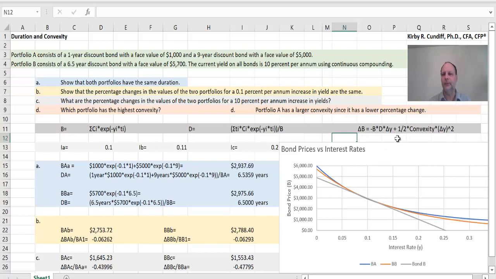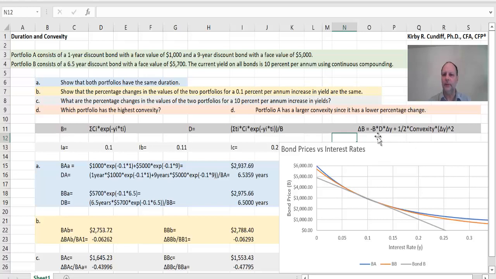These are the first two terms in a Taylor series analysis. So the change in a bond's price is going to be minus the bond's price times the duration, assuming continuous compounding, times the change in interest rates, plus 1/2 the convexity times the change in interest rates squared. And if we did the full Taylor series analysis, you would have a cubic term, a term of change in interest rates to the fourth, etc.